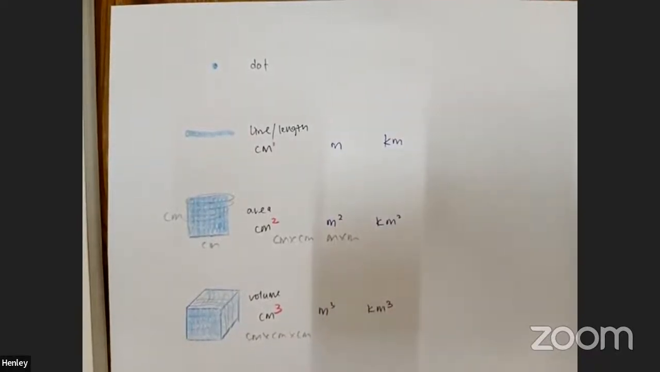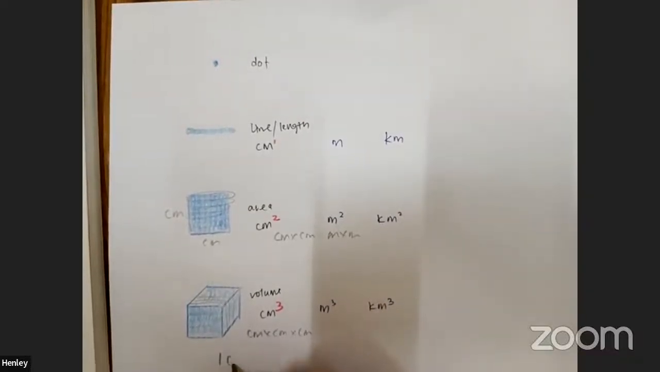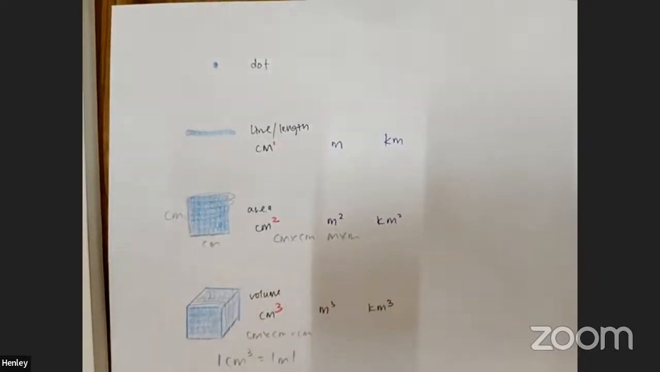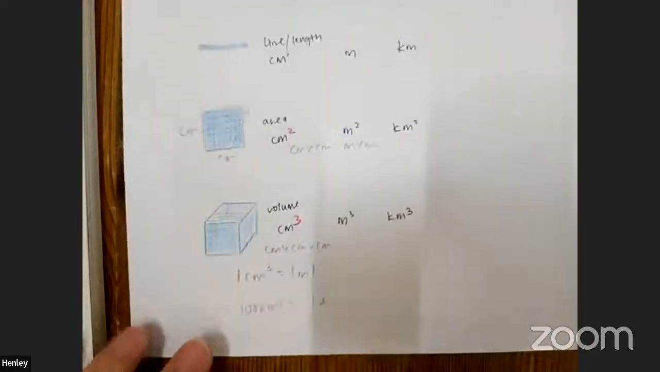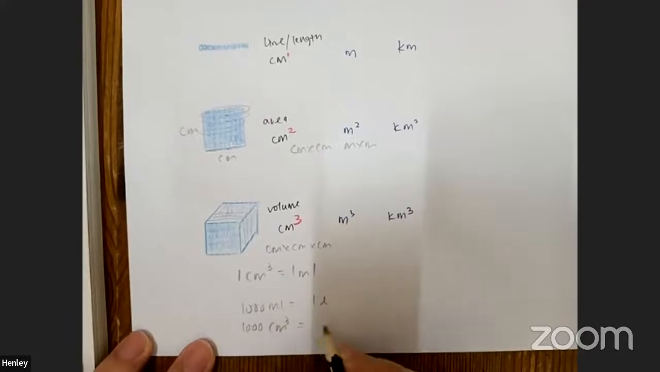Besides that, 1 cm cube is equal to 1 milliliter. Since we know that 1000 milliliter is equal to 1 liter, the same thing happens. You may write this as 1000 centimeter cube is equal to 1 liter.